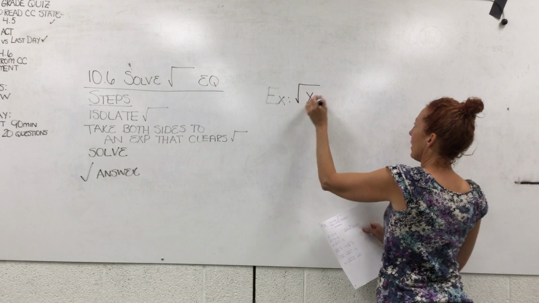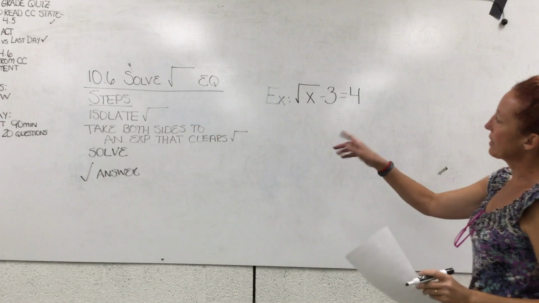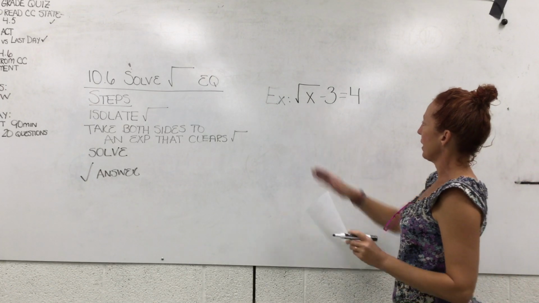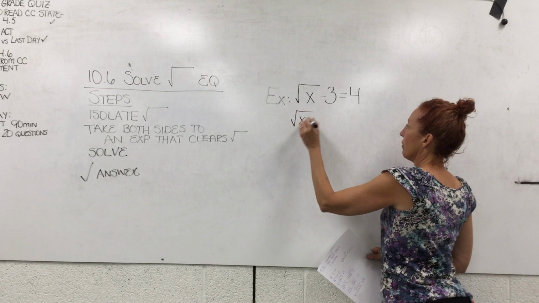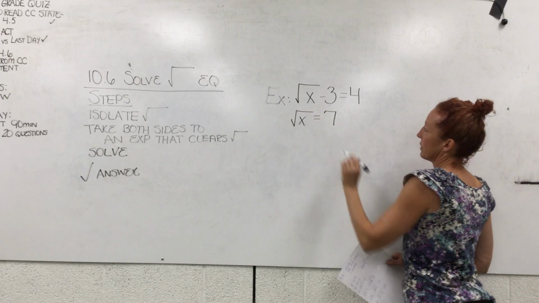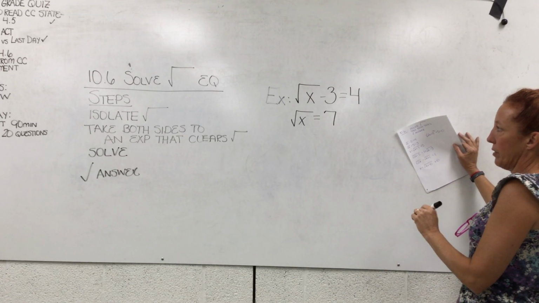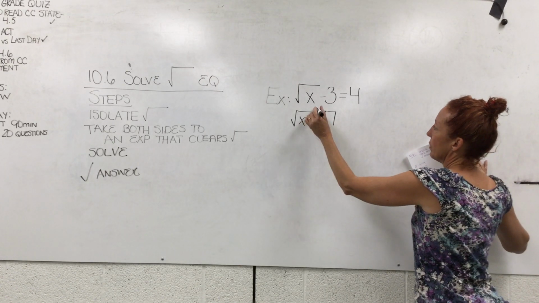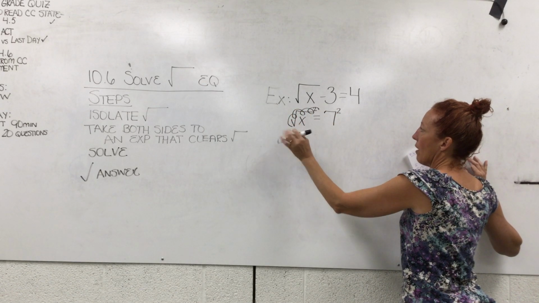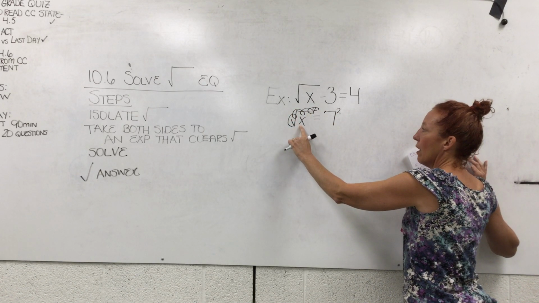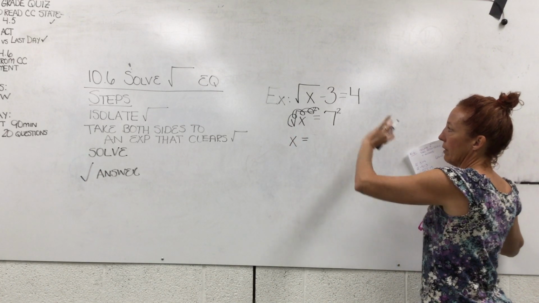All right, the square root of x minus 3 equals 4. So it says isolate the radical. So you're going to get this radical by itself. We're going to jump that 3 to the other side, so add 3, and we have the square root of x equals 7. Then we're going to take both sides to an exponent that clears the radical. Since this is a square root, we are going to square both sides. That is going to just cancel that out and break out of the radical anything that is underneath. So it literally just cancels.